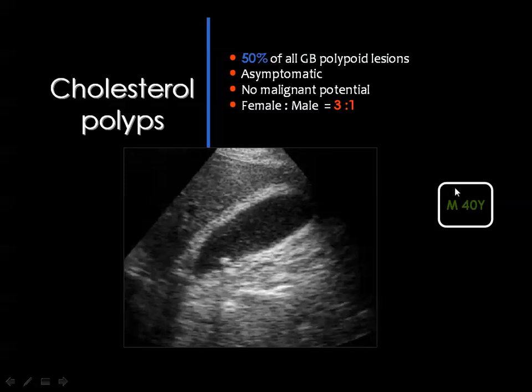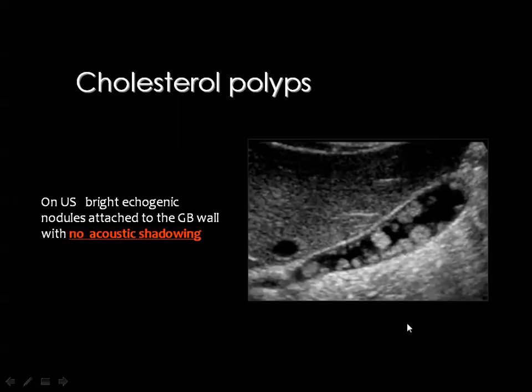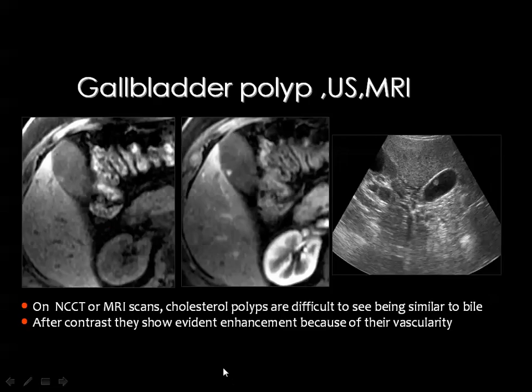As I have said, gallbladder polyps are common. The cholesterol polyps are common. They represent about 50% of all gallbladder polypoid lesions. Most of these polyps are asymptomatic with no malignant potential, and they are of course common in females. Gallbladder cholesterol polyps can be solitary, can be multiple, as you can see in this case, numerous cholesterol polyps, and you should remember there is no posterior acoustic shadowing.